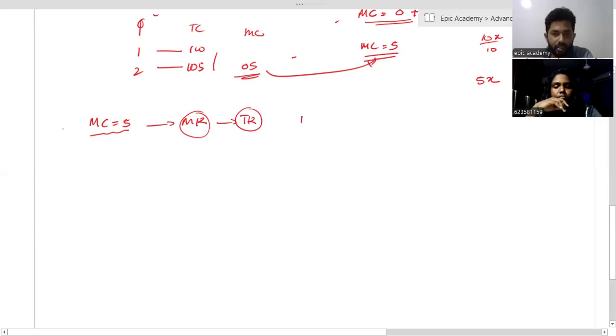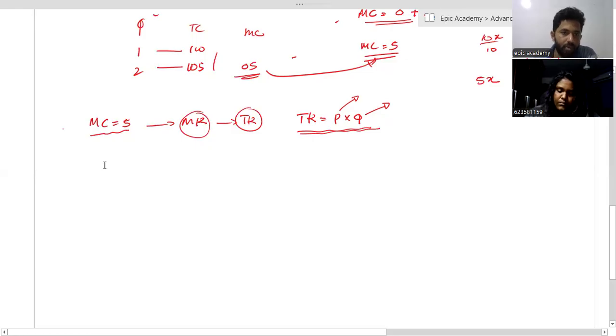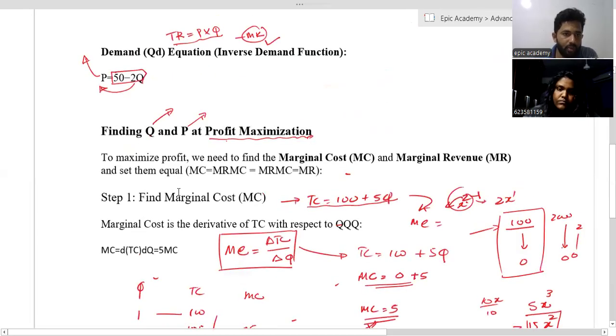Okay. Yes, we got the idea how we can calculate the TR. TR equals P multiplied by Q. So what does Q represent? Q represents the quantity of exchange, I mean the equilibrium quantity. What does P represent? P represents the equilibrium price, or the price of a certain commodity. Right. Then we got the equation related to the demand.